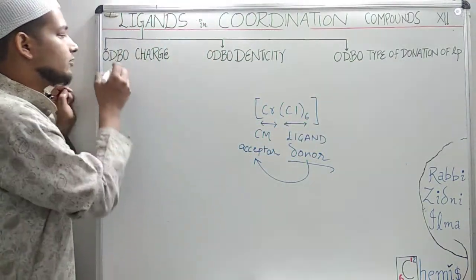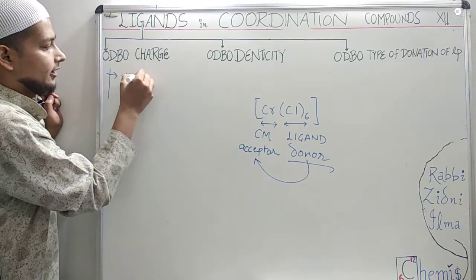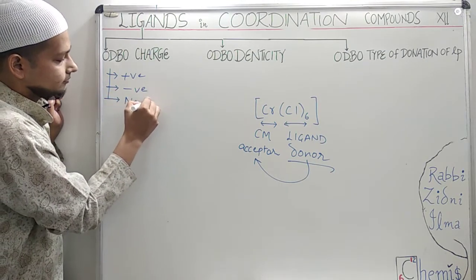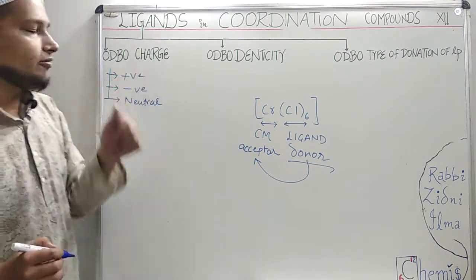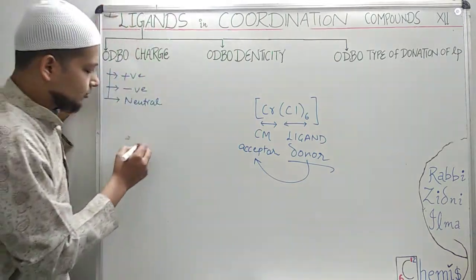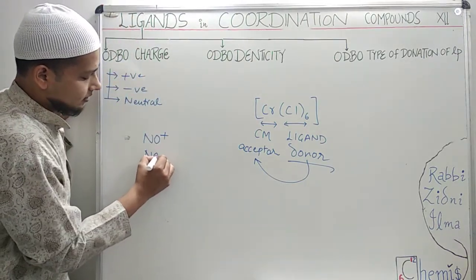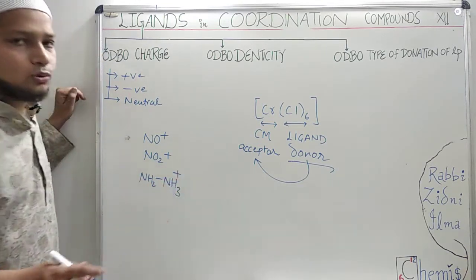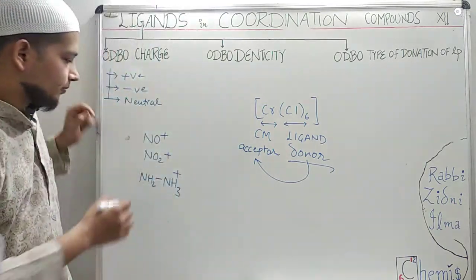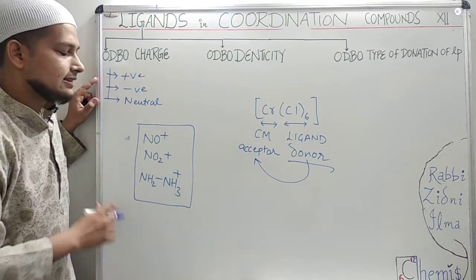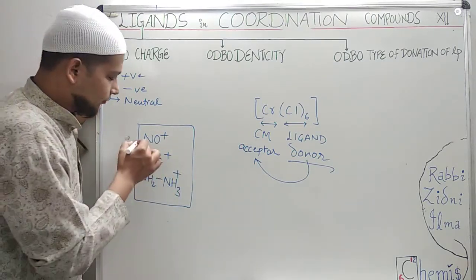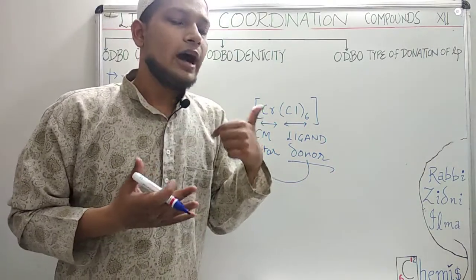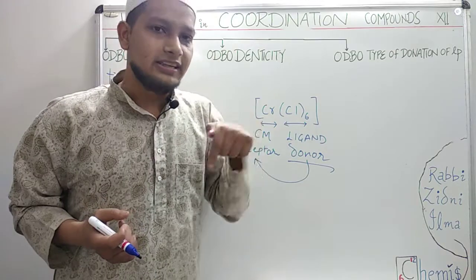Here we go. On the basis of charge, we can say we have three types of ligand: a positive ligand, a negative ligand, or a neutral one. Very simple. For positive ligands, the list is very short. NO+, NO2+ and NH2-NH3+. Nitrosonium, nitronium, hydrazinium. These are the three positive ligands. These have a positive charge on them. Now if you look here, NO is an important case. We have discussed this in the video on IUPAC nomenclature. The link is in the description box.